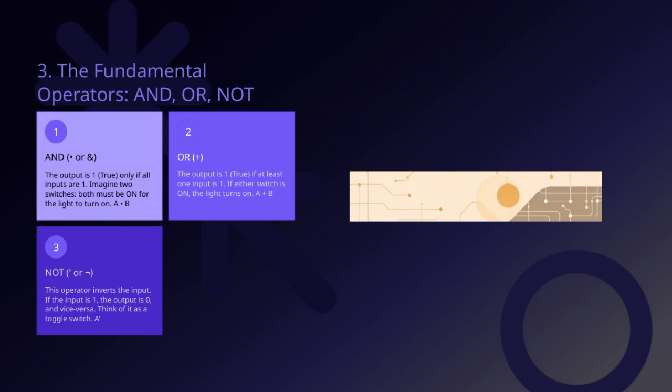Finally, there's the AND operator, shown as A dot B or A and B. This operator outputs 1 only if all inputs are 1. Picture two switches. Both must be on for the light to turn on. If either switch is off, the light remains off. This operator emphasizes the necessity of all conditions being true for the outcome.